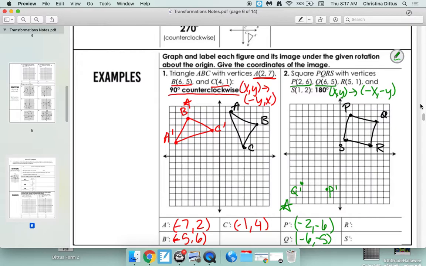If my R is (5, 1), what's my new R? Beautiful. (Negative 5, negative 1). And what about my new S? If it was (1, 2), now it's... perfect. And we still have something that looks like a square.